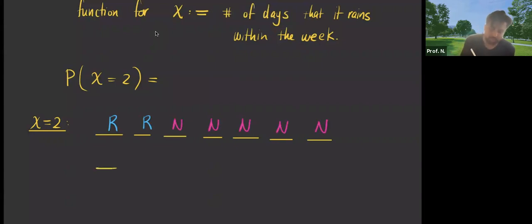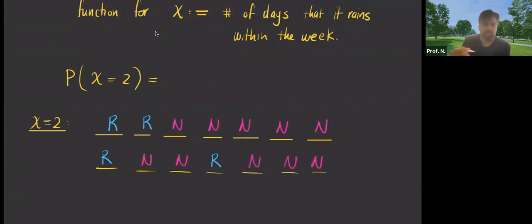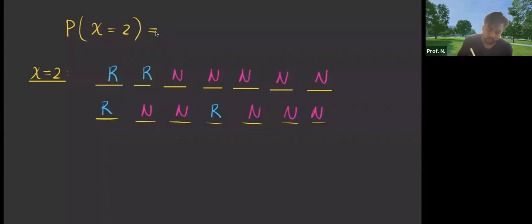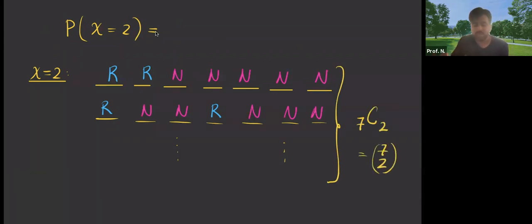Now, instead of me going through every single possible outcome, instead of me saying, okay, I can have the first day rain, I can have the 4th day rain, and then everything in between, I don't want to know every single possible way. I just want to know how many of them there are. So instead of doing all of this, I can say there's 7 choose 2 ways of me getting two days that rain out of the 7 days. So I know there's 7 choose 2 of them.